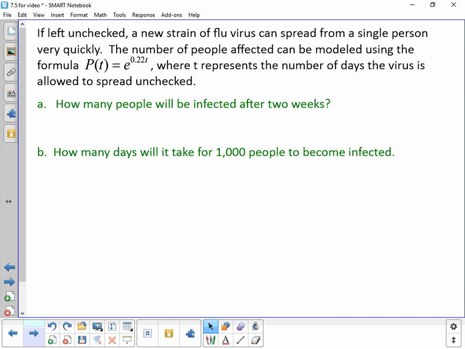So our question is, if left unchecked, a new strain of the flu virus can spread from a single person very quickly. The number of people affected can be modeled using the formula P of t equals e to the 0.22t power, where t represents the number of days the virus is allowed to spread. P here would be the number of people affected, so how many people have the flu. So question A says, how many people will be infected after 2 weeks?